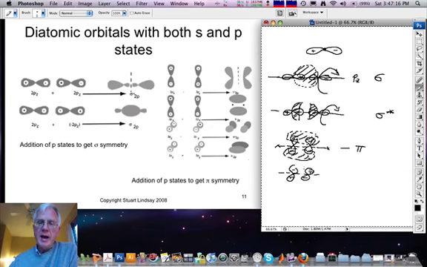This state here now has reduced probability amplitude at the points where the two atoms interact, and so this corresponds to the pi star antibonding states. In the next module, we'll take a look at how these states are organized in energy.